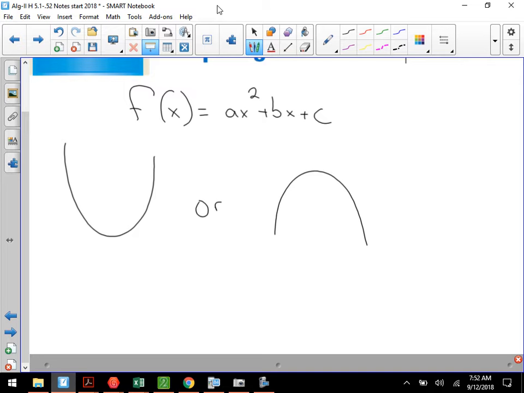So, how do you tell whether it's up or down? Do you guys remember? Positive or negative. Positive goes upward and negative goes down. You're correct in that, but more specifically, what part of the function means positive and negative? Process of elimination leaves you A. If A is positive, it's up like a cup. If A is negative, it's down like a frown. Okay?